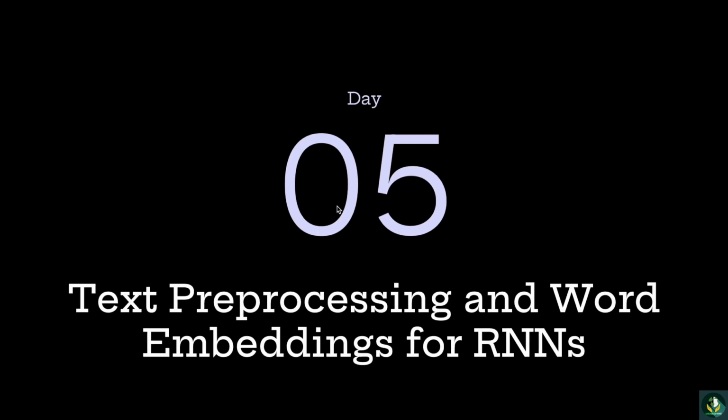So just to summarize, today we understood the importance of text pre-processing in NLP tasks. We learned the role and benefits of word embeddings like word2vec and GloVe. We gained practical experience using pre-trained embeddings in deep learning models, and we compared and interpreted the performance of models with and without embeddings.